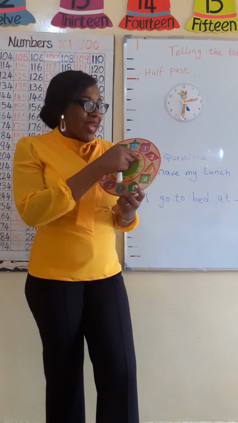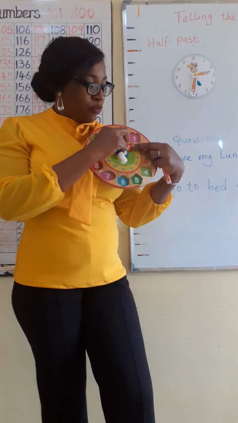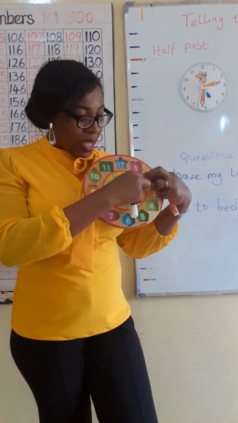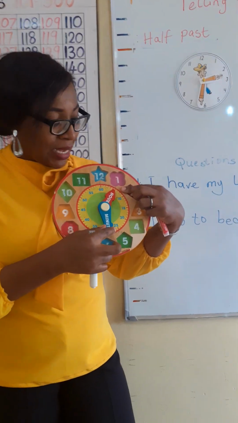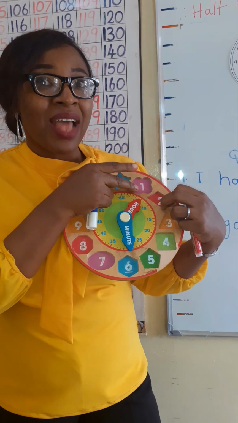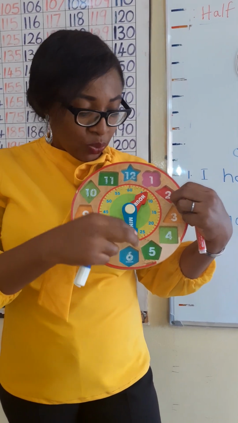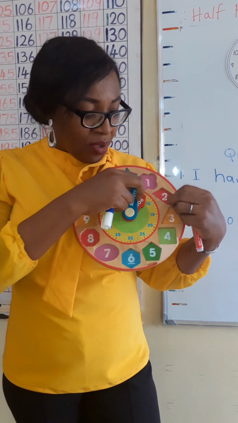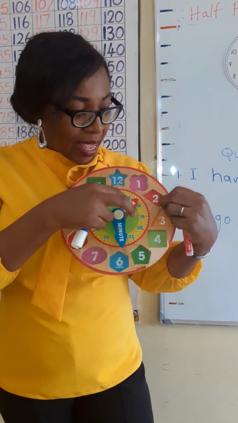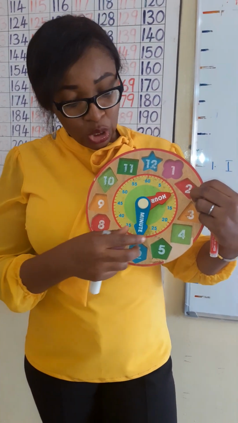So for us to get half past 1, the long hand will move halfway round the clock, and halfway round the clock is 6, and then we'll have half past that number. For example, half past 2: the long hand will move round and come to 6, and it will be halfway between 2 and 3, and we have half past 2.